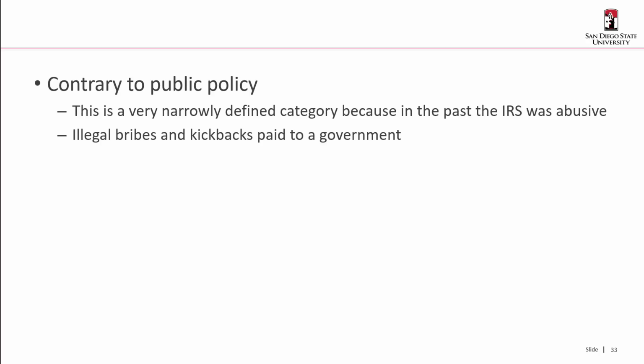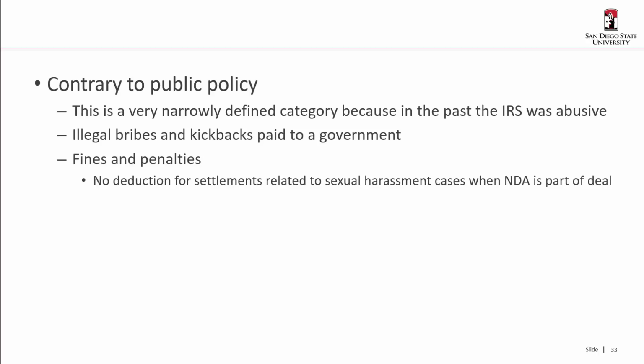So instead, the Congress went back and sharpened the pencils a little bit and said, look, the things we're talking about are illegal bribes and kickbacks that are paid to a government, and fines and penalties. And that's really it. That's where that stops, right? So contrary to public policy doesn't extend a lot beyond those two categories.